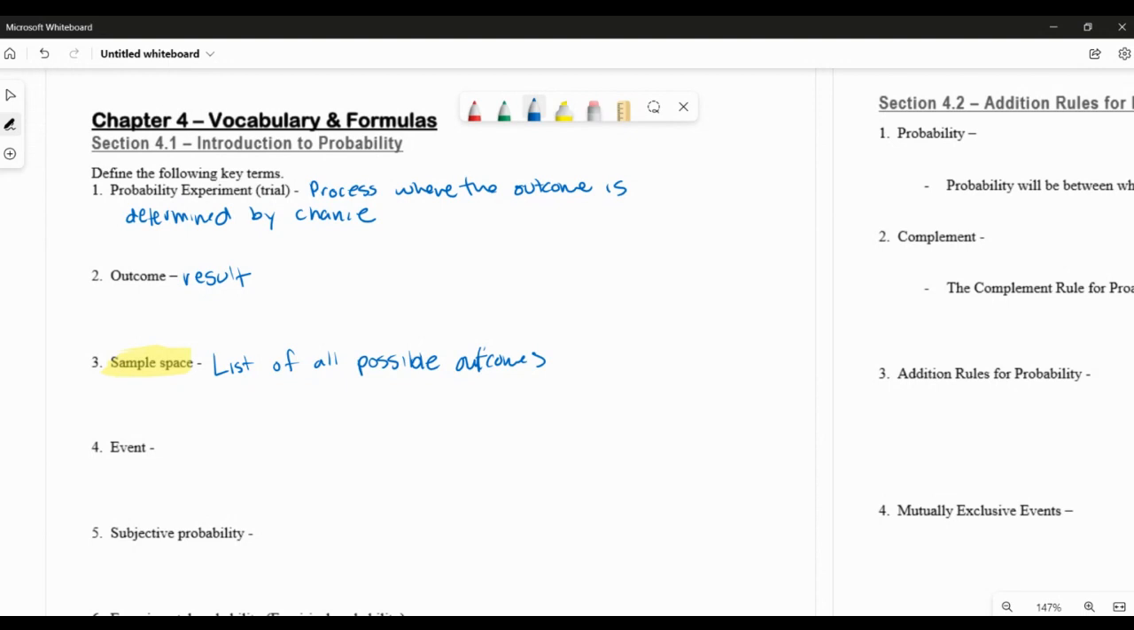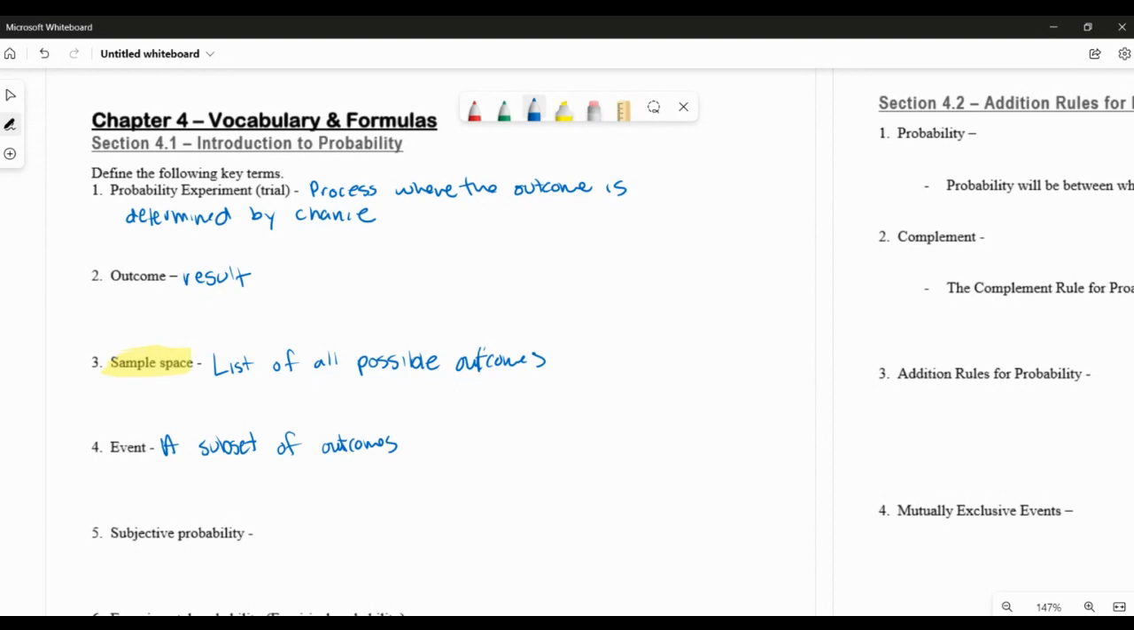All right, next word, event. All right, an event is a subset of outcomes. So it's like a group within the sample space, okay?